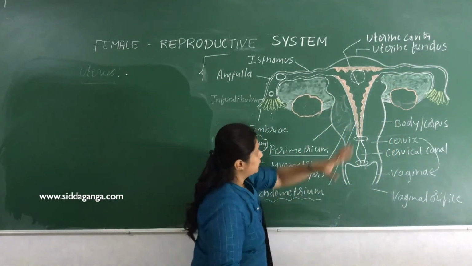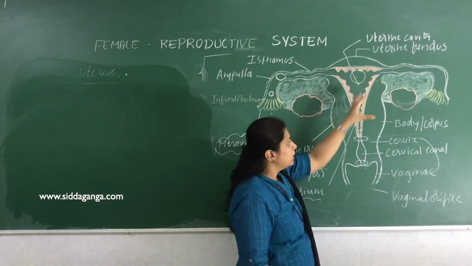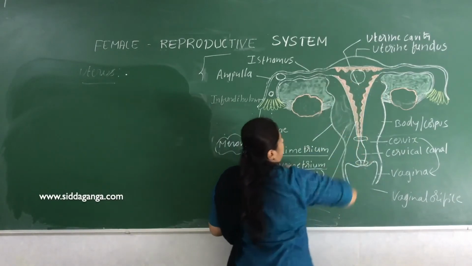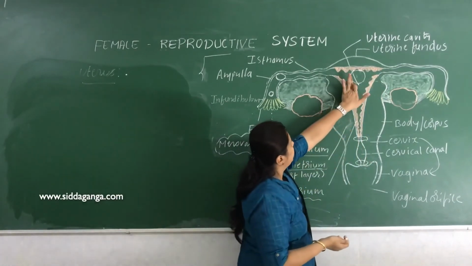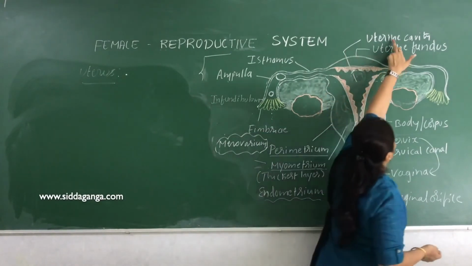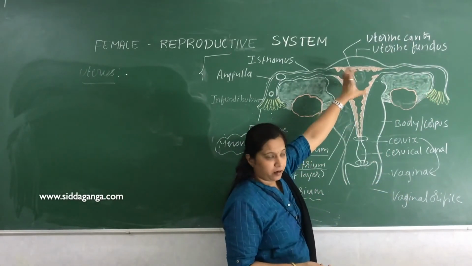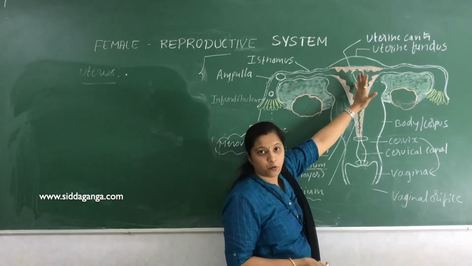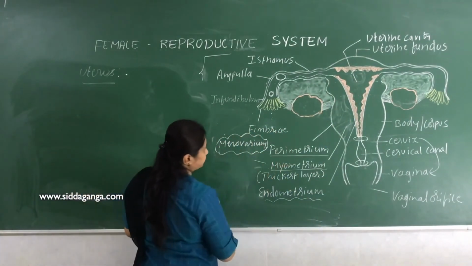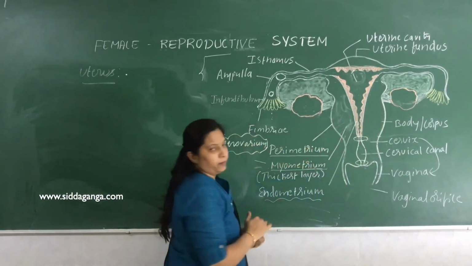So the uterus is large and hollow. Hollow means it has a cavity inside. This cavity is called the uterine cavity, where fetal development will occur. That's why it is also called the womb. The uterus is a large, hollow organ and the central part of the female reproductive tract.